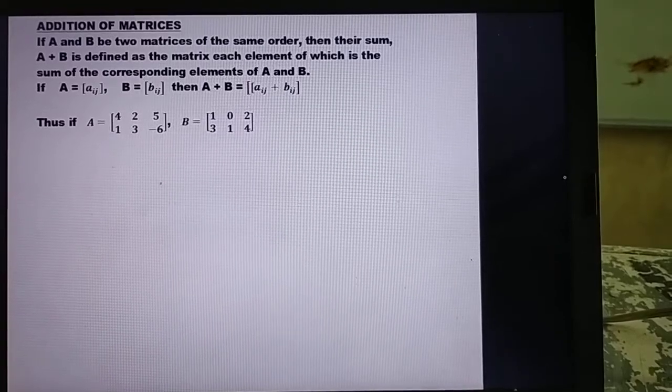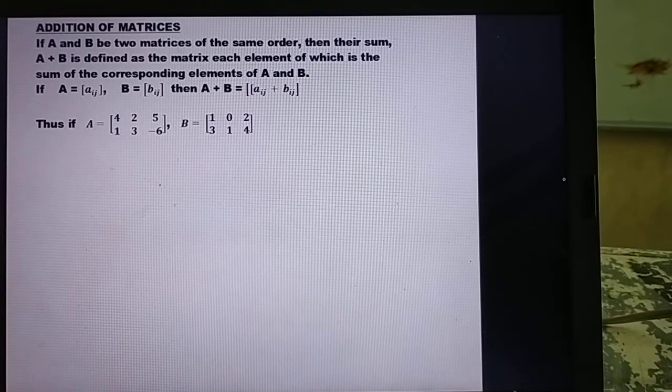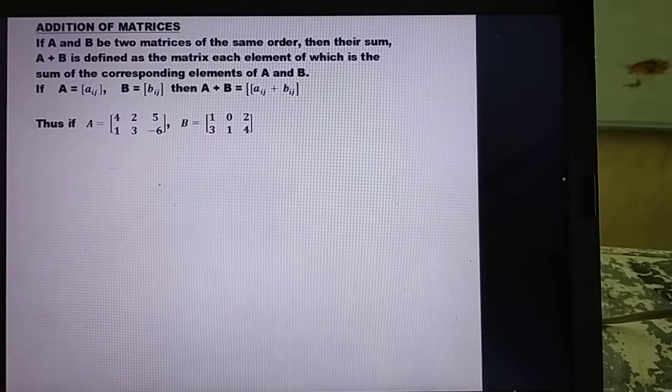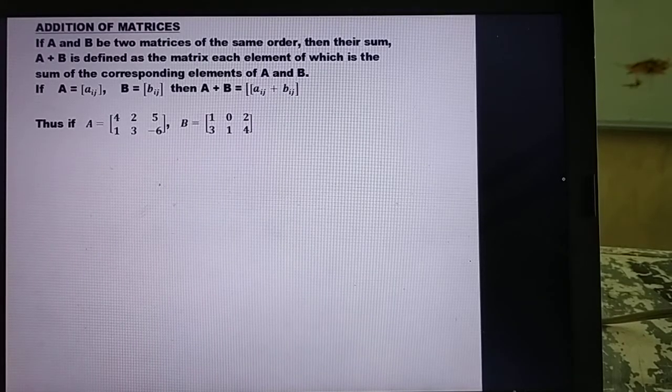These are some examples of fundamental algebraic operations of matrices. Let's start with the addition of matrices. Let A and B be two different matrices. If A and B are two matrices of the same order, then their sum A plus B is defined as the matrix, each element of which is the sum of the corresponding elements of A and B.